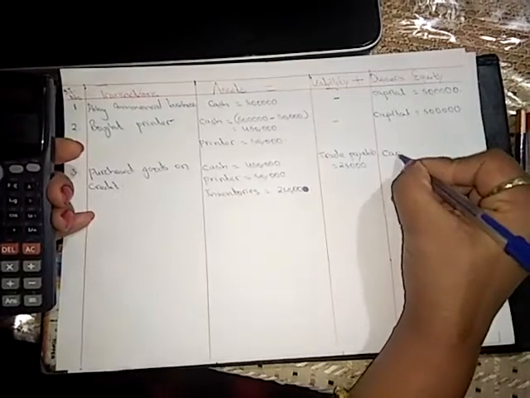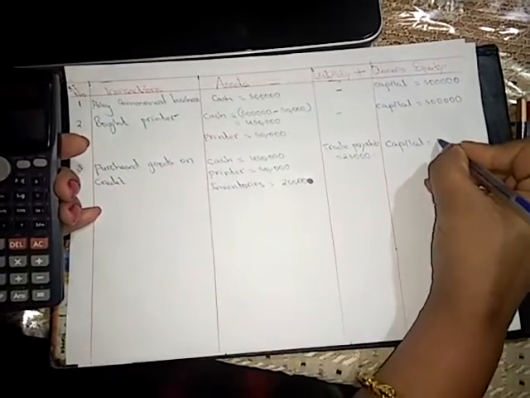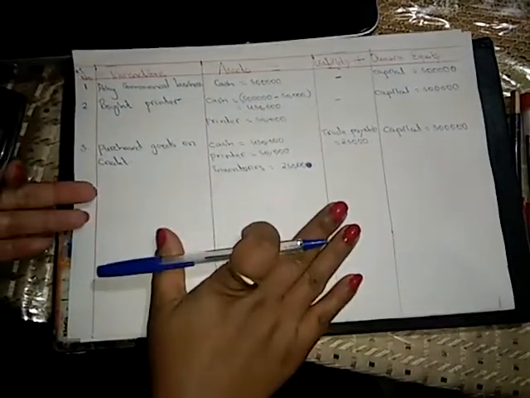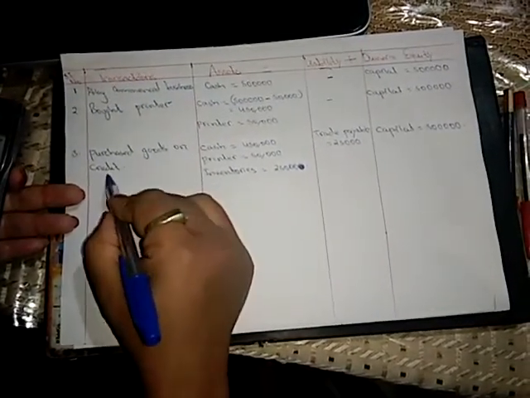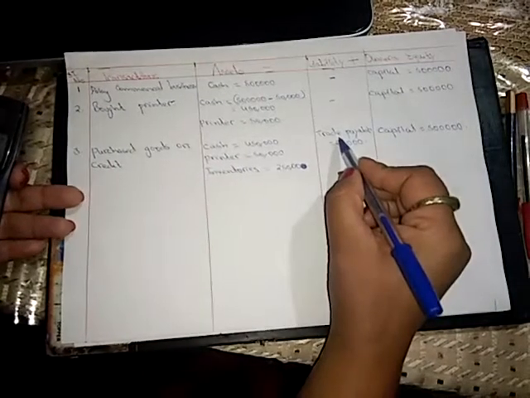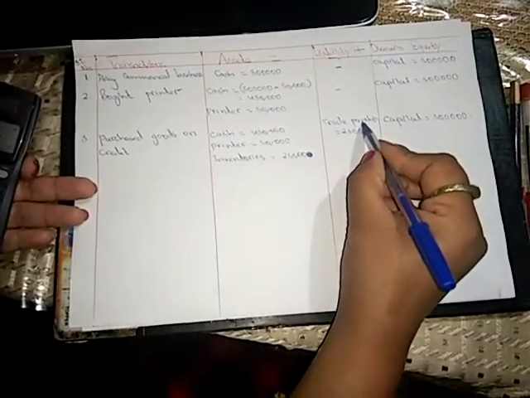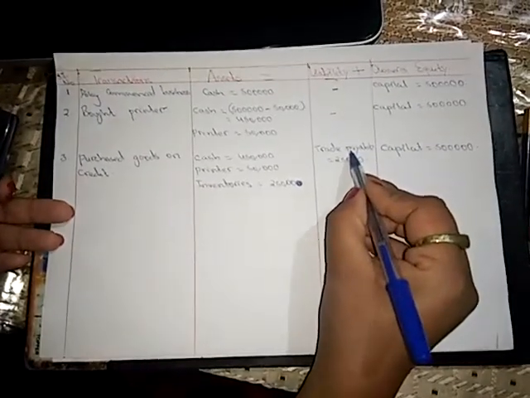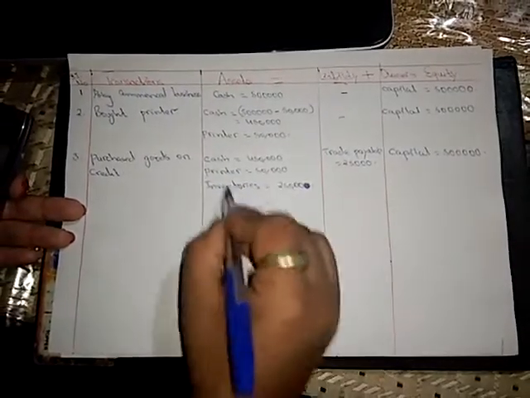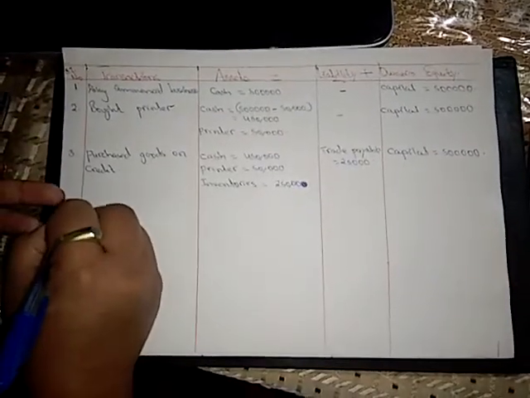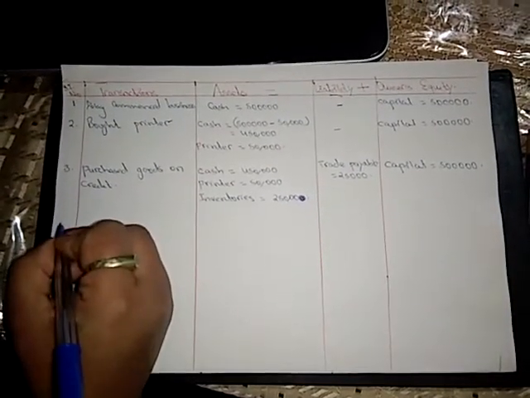Your capital will be 5 lakhs. Whenever you buy goods on credit, you did not pay the cash, so that is trade payable. So whenever you have trade payable, you have to always minus it from the assets, then only you will get the capital. Now we'll move to transaction number 4.